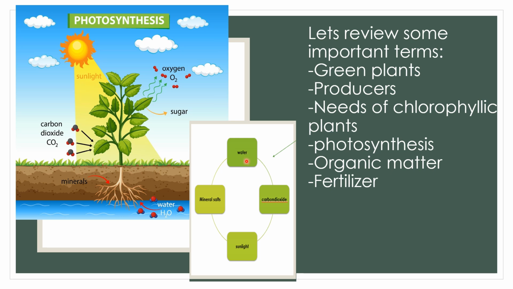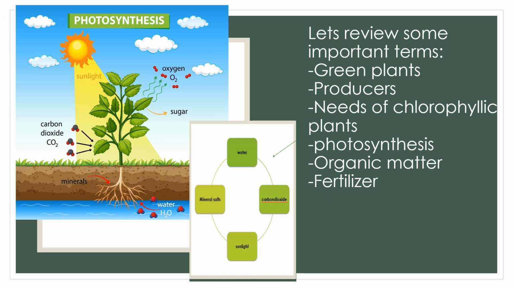Chlorophyll plants need water, mineral salts, and carbon dioxide in the presence of sunlight to produce their own food through a process called photosynthesis. What's organic matter? Green plants undergo photosynthesis to produce their own food. Their own food is known as the organic matter. What are fertilizers? Fertilizers are mineral substances that can enrich the soil and improve the growth of the plants.